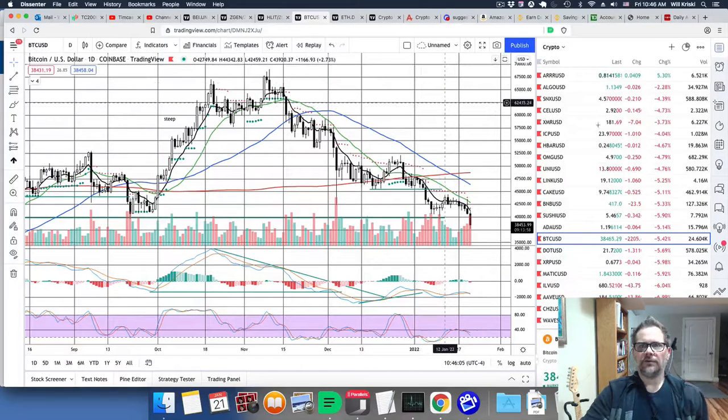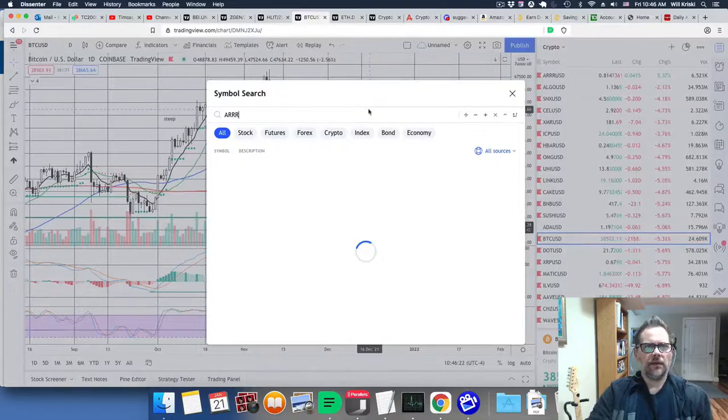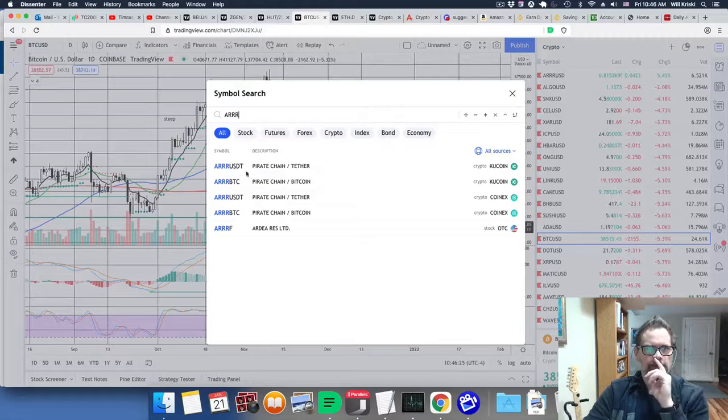So the first obvious one is just the cryptos itself. Most of these are in US dollars. So I put whatever the crypto is. If you type in, say, Pirate Chain, ARRR, it'll pop up a bunch of options. You can use USDT, which is what I do. And I'll show you one that has Bitcoin in terms of the Bitcoin price relative instead of the US dollar. But this is the USD.